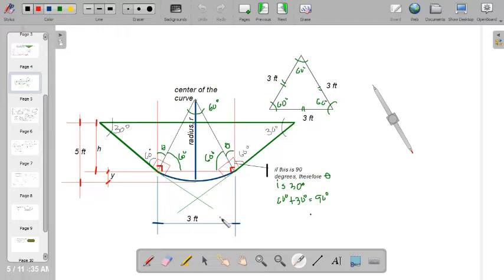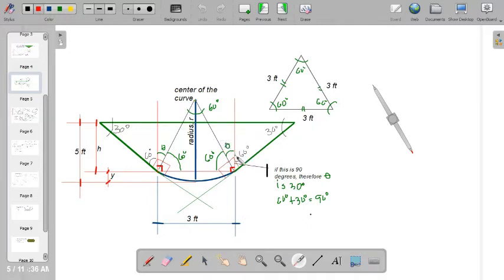Now we want to know what is theta. If this is 90 degrees, because this is the radius and this is the tangent line, theta here is simply the difference of 90 degrees and 60 degrees, right? So this will be 30.